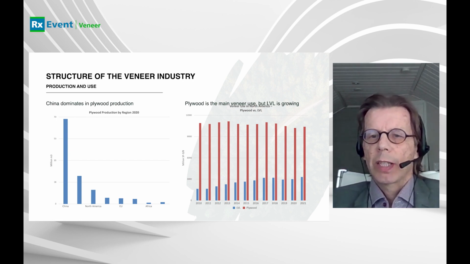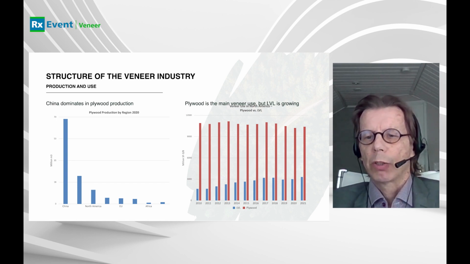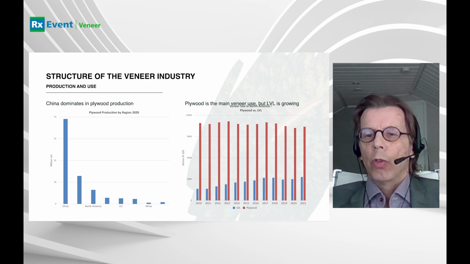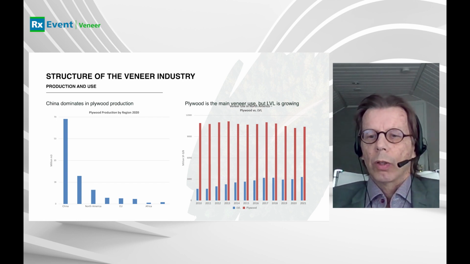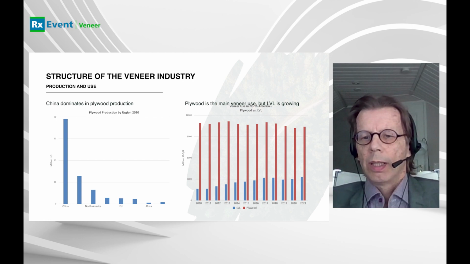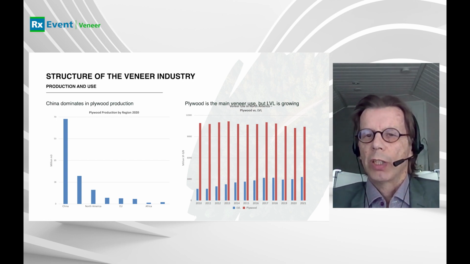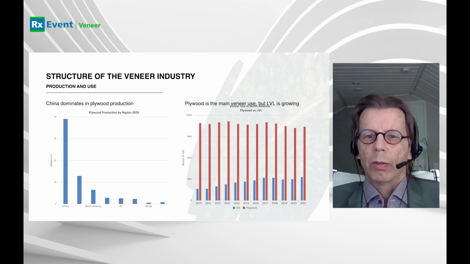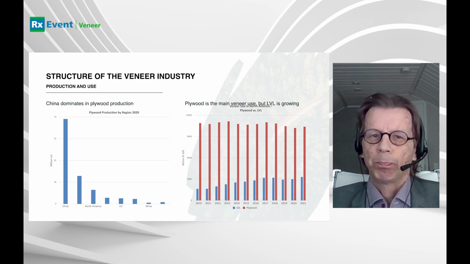On the right here, I have taken North America as an example to illustrate the various veneer uses. On the blue, you can see the share of LVL in veneer use, and the red is plywood. And as you can tell, the LVL share has been increasing continuously for the past decade or so. In addition to this, veneer is used also, just as it is, as a standalone product for packaging and various other end uses.